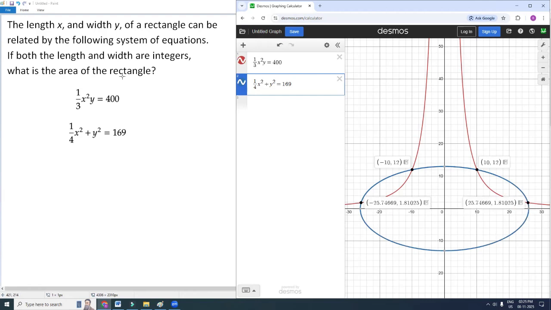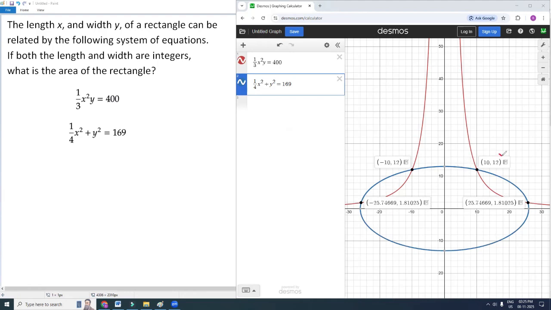Okay, now which one has to be considered to get the values of x and y? The question says both x and y are integers. The length and width are integers, and also the length and width cannot be negative. So now in these 4 points of intersection, we have to consider the point where both the x coordinate and y coordinate are integers, and also both of them must be positive.